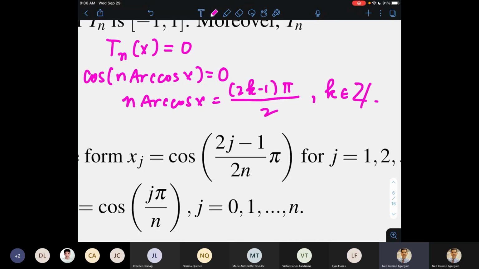Okay. And then, i-divide ko both sides by n. Tapos, nabura yung arccos. Okay. I-divide ko by n. Tapos, I'll take the cosine of both sides.